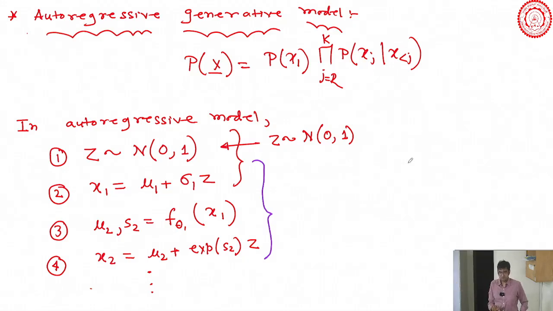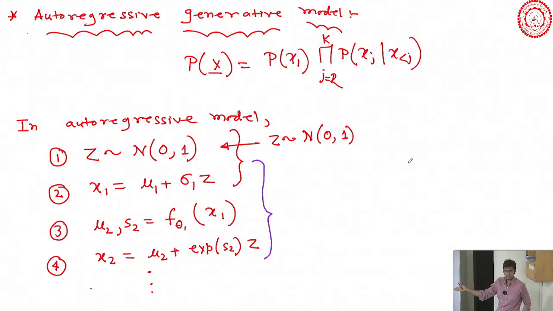The problem, however, will be that I cannot find it out together because of the conditioning thing that you are seeing. Because it is x2 given x1, x3 given x2. So because of that conditioning chain that you see, I might not be able to find it together, but I will be able to find it out.